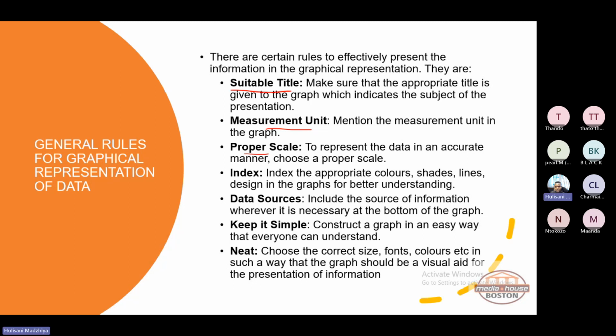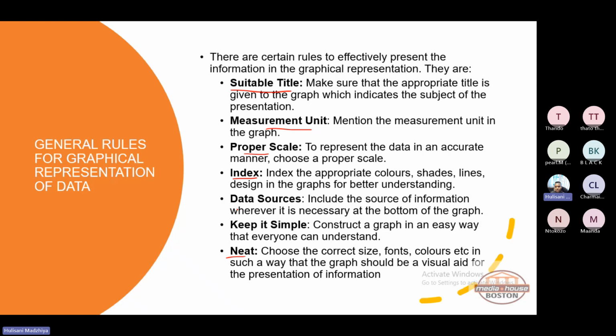So that means that your data will now be less neat, which is the last thing that you need. Choose the correct size, font, color, etc. in such a way that the graph is a visual aid for the presentation of information. The second thing is the index. The index is the appropriate color, shade and design of the graph for better understanding.